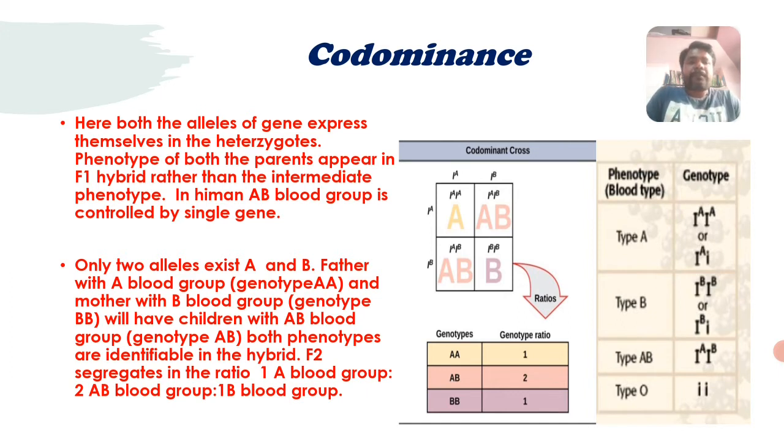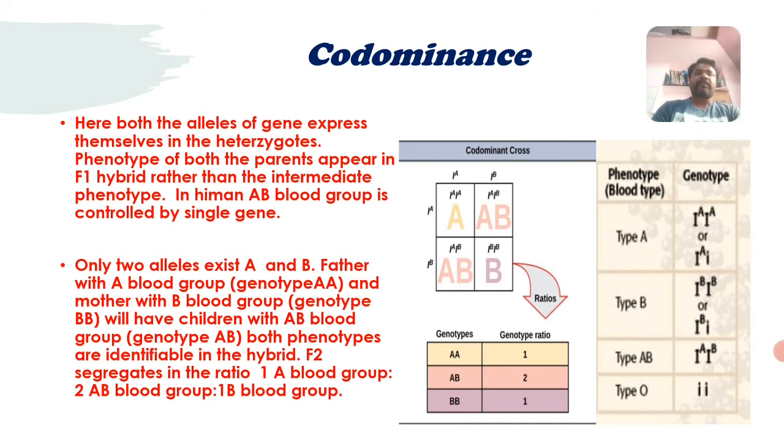A father with A blood group, with the genotype capital A, and a mother with B blood group, with the genotype capital B, will have children with the AB blood group. The genotype is capital A and B. Both phenotypes are identifiable in the hybrid. F2 segregates in the ratio of one A blood group, two AB, and one B blood group.